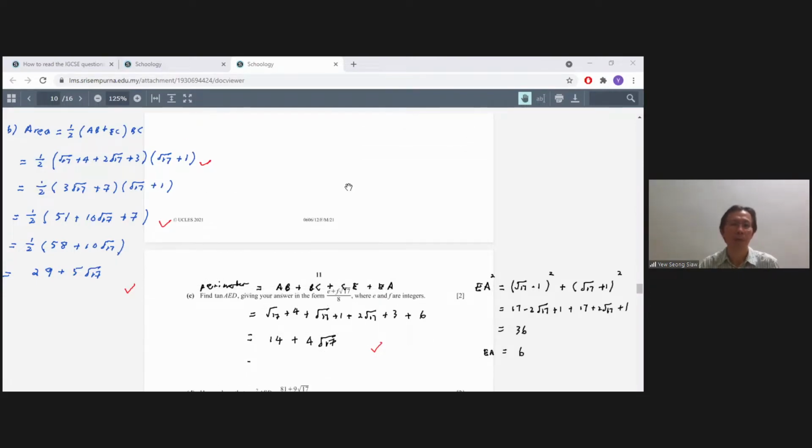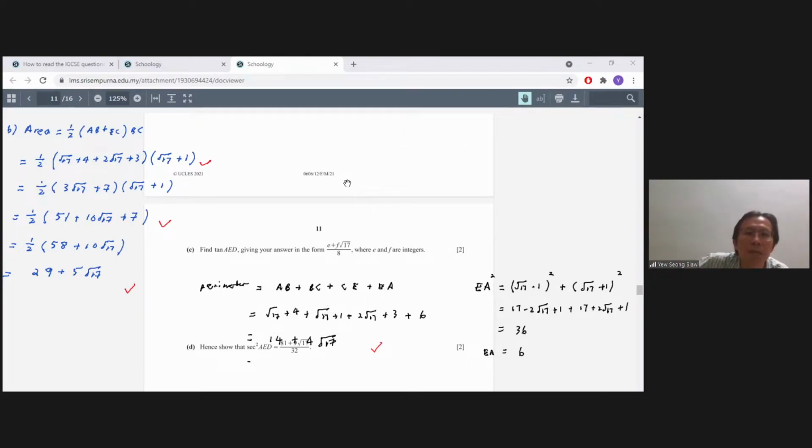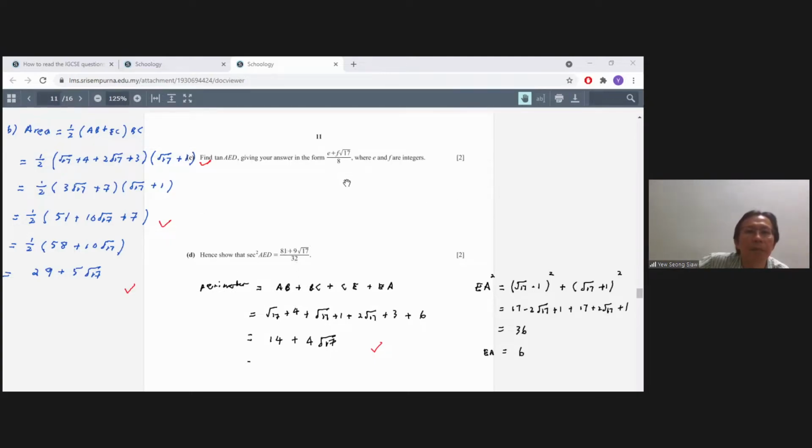We still got one part, C and D. Find the tangent of angle AED. Give your answer in this form. Yeah, ask the next person to do.